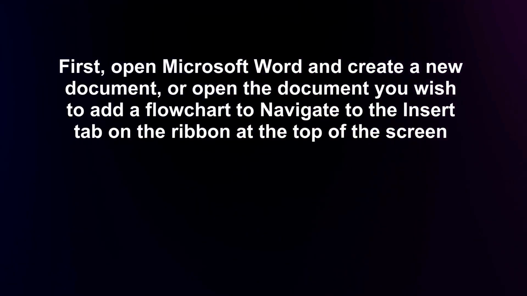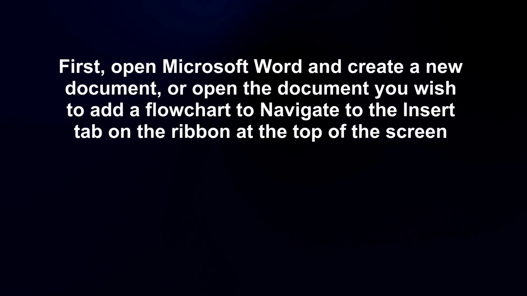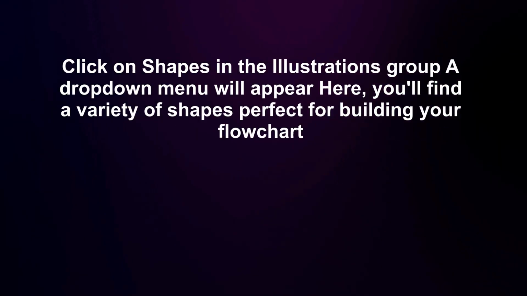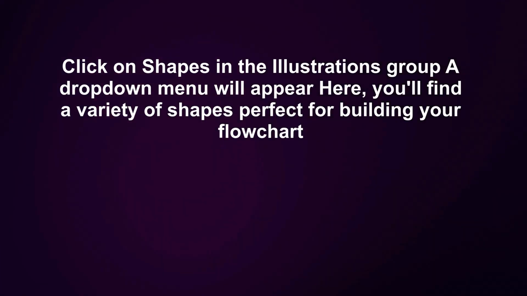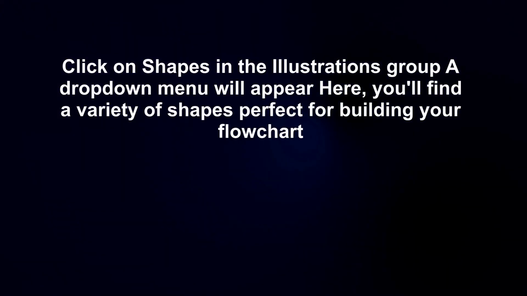First, open Microsoft Word and create a new document, or open the document you wish to add a flowchart to. Navigate to the Insert tab on the ribbon at the top of the screen. Click on Shapes in the Illustrations group. A drop-down menu will appear here. You'll find a variety of shapes perfect for building your flowchart.